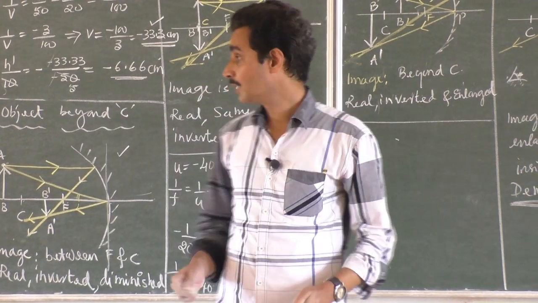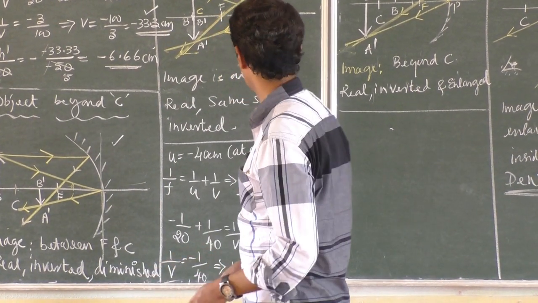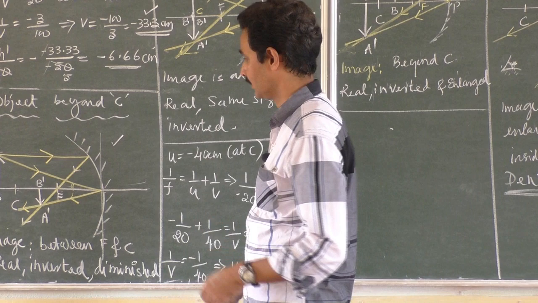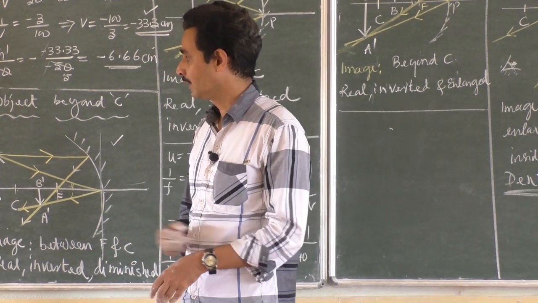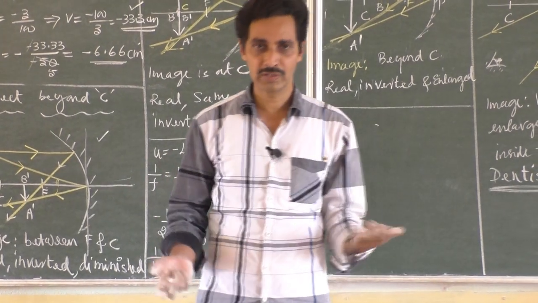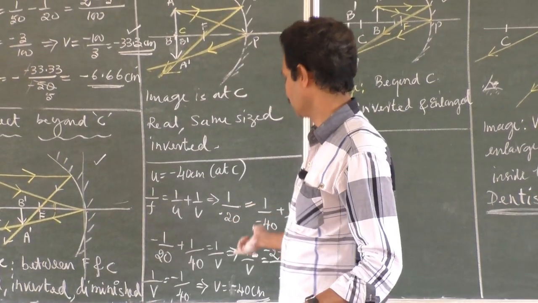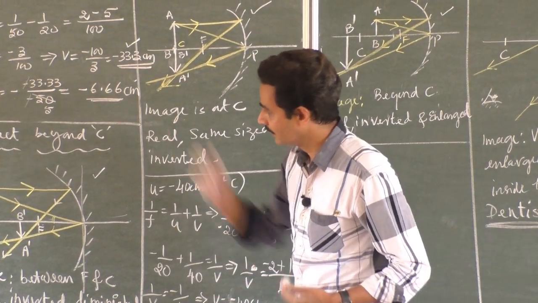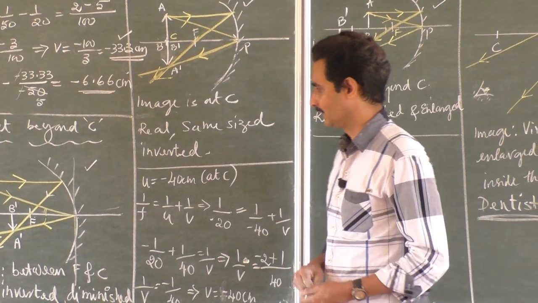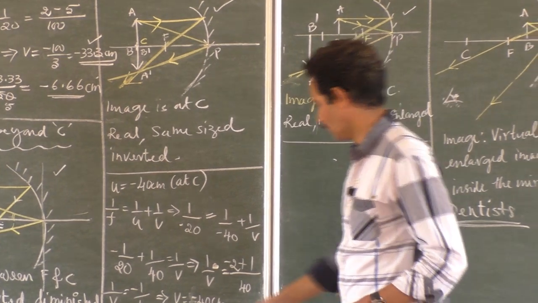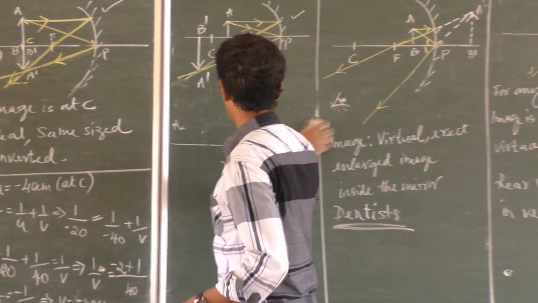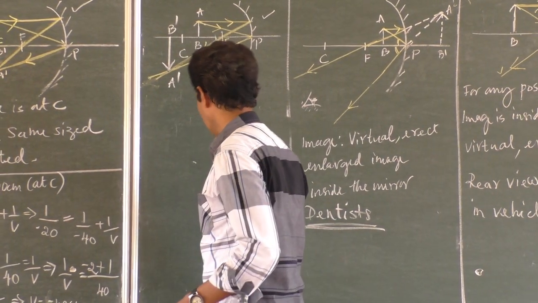So size of the image then will be, if you substitute in the formula m is equal to h dash by h equals v by u, you will get v by u as 40 by 40, then h dash by h gives h dash equal to h. So height of the image is also same as 10 centimeters. So that one case is over. Now let us keep the object between F and C. So where should you go now? I'll rub this. So I'll write the values again.